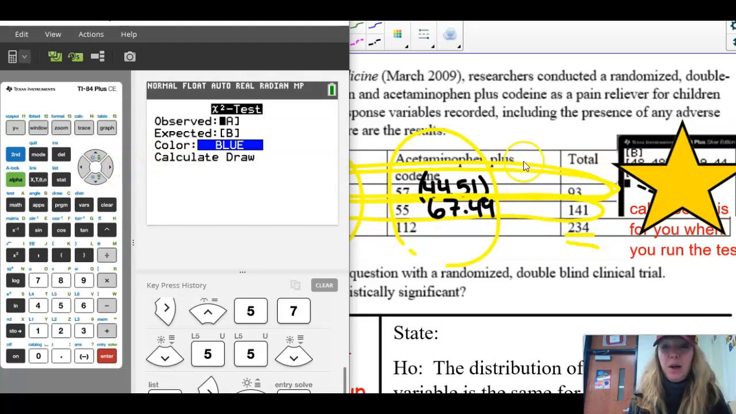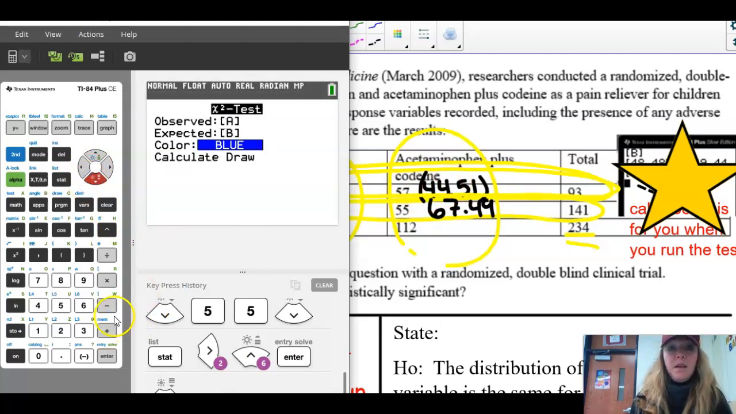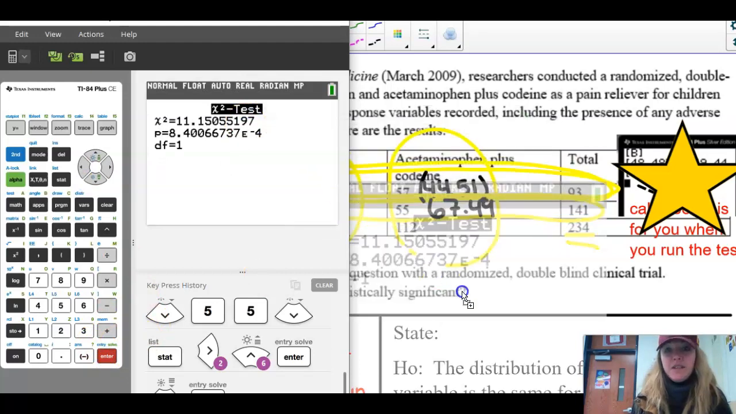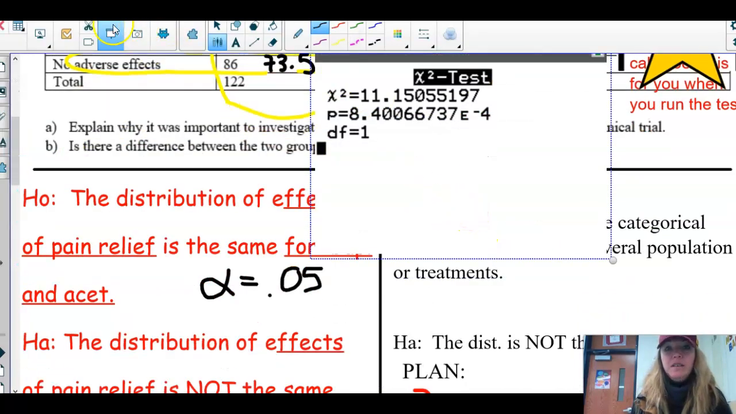Why do we go through that work? Again, you need to know and have it memorized, that row times column, row total times column total divided by the table total. You have to have that memorized. Okay, so I'm gonna hit calculate. And like magic, I'm gonna bring that over.